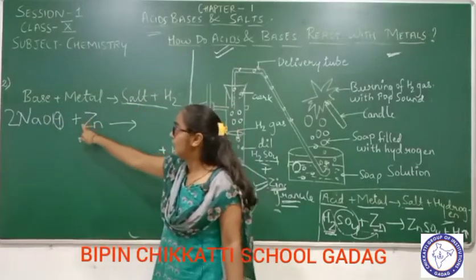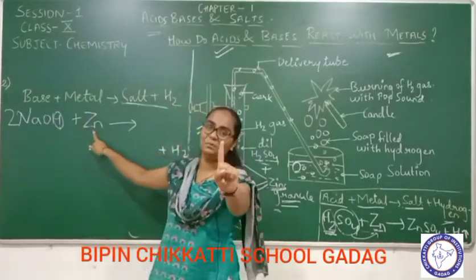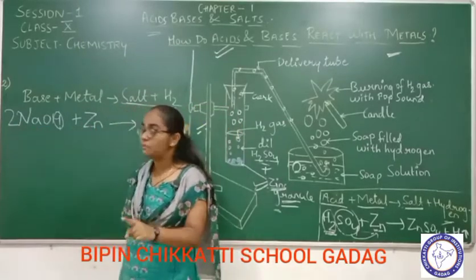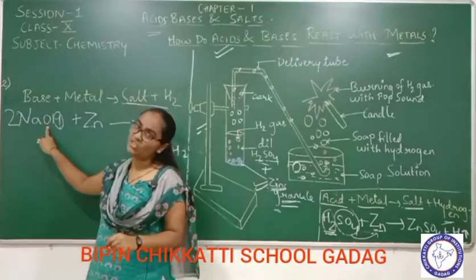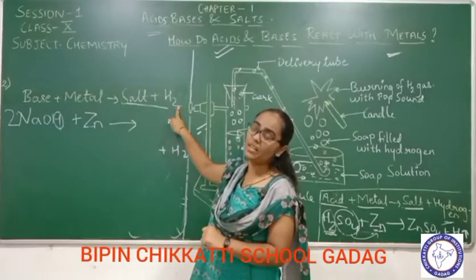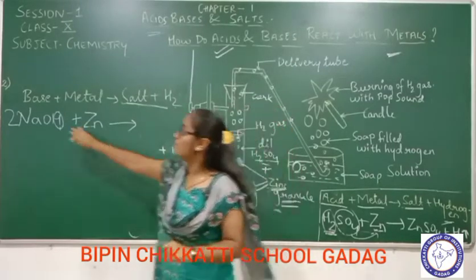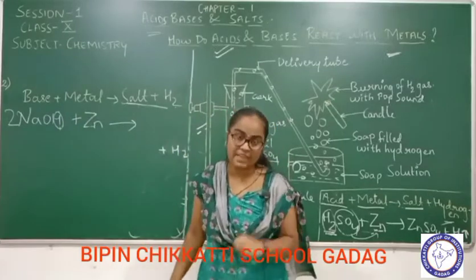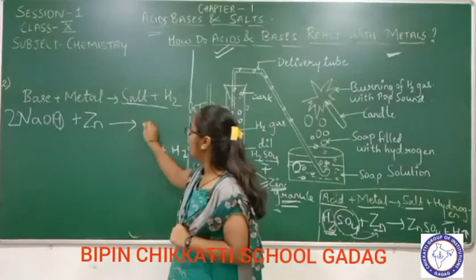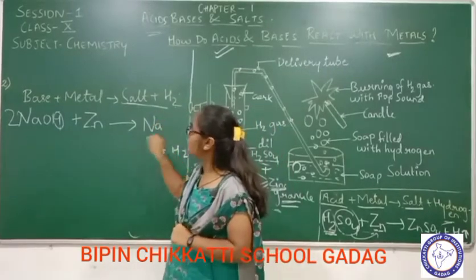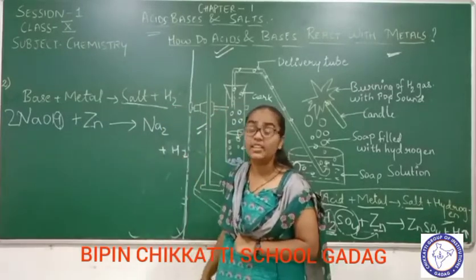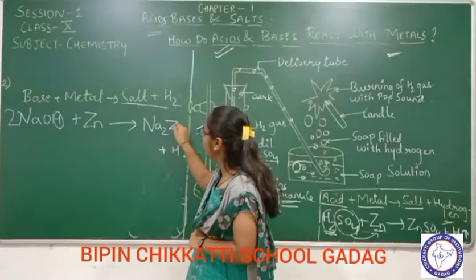If I am not writing anything in front of zinc, that means it is 1, one zinc metal. But if I write 2 in front of the NaOH, that means 2 sodium atoms, 2 oxygen atoms, 2 hydrogen atoms. Here, what is getting evolved as a byproduct? Hydrogen gas, so I am just removing hydrogen gas from it. Which salt will get formed here? Now, how many sodiums are there? 2 sodium, so I will write Na2, and then zinc will be there.